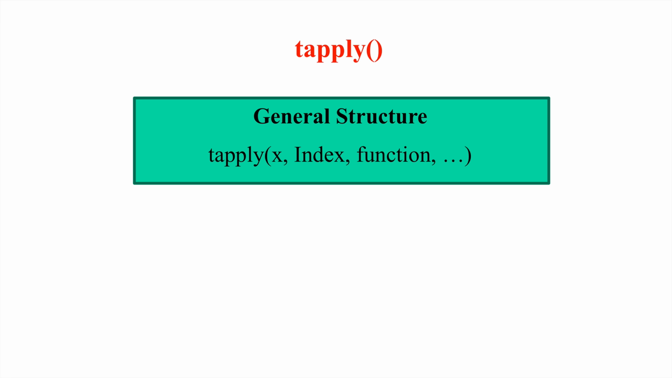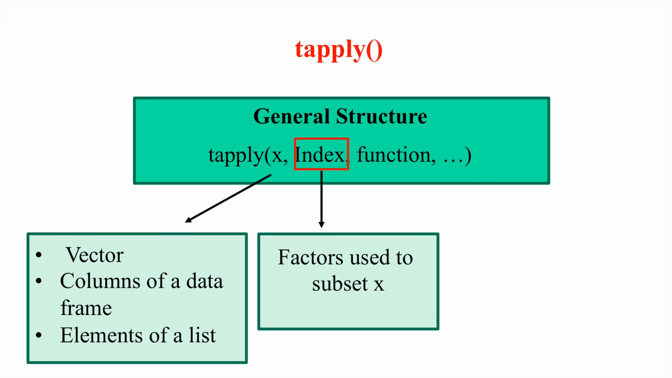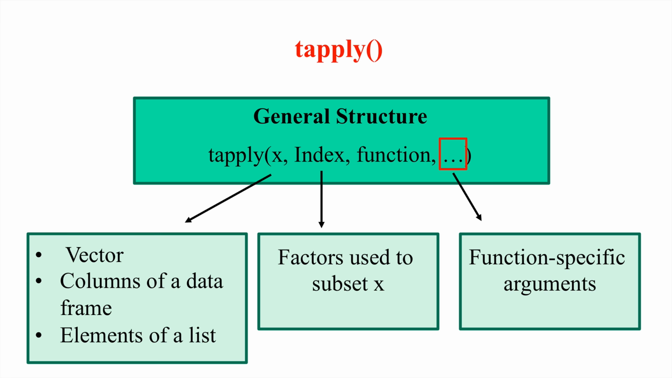We have the word tapply, and then we input an object, usually a vector, to which we want to apply a function. The next argument is the index, and the index is typically a vector the same length as x that contains factors used to subset x. And next we indicate the name of a function that we want to apply to each of the subsets of x, and as always we can specify any arguments of the chosen function at the end.